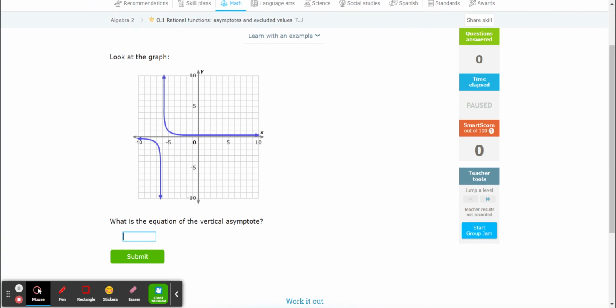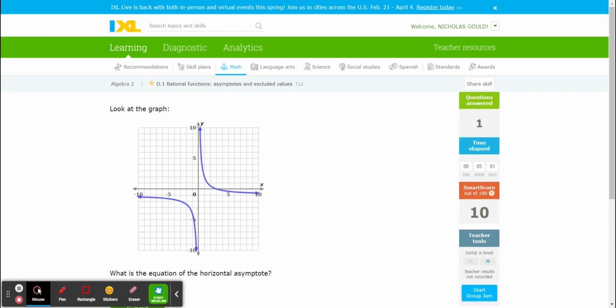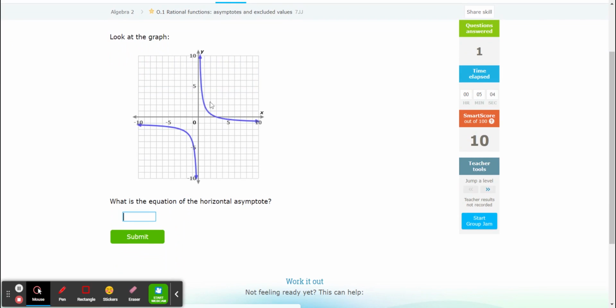So this question is asking for the vertical asymptote. So I'm going to put x equal to -6 because that's what I see, right? This one says, what is the equation of the horizontal asymptote? Horizontal asymptotes will always be y values. Vertical asymptotes will always be x values. Why? Because that line crosses the x-axis at that point. It never crosses the y, so it doesn't have a y value technically. Neither does the horizontal one.